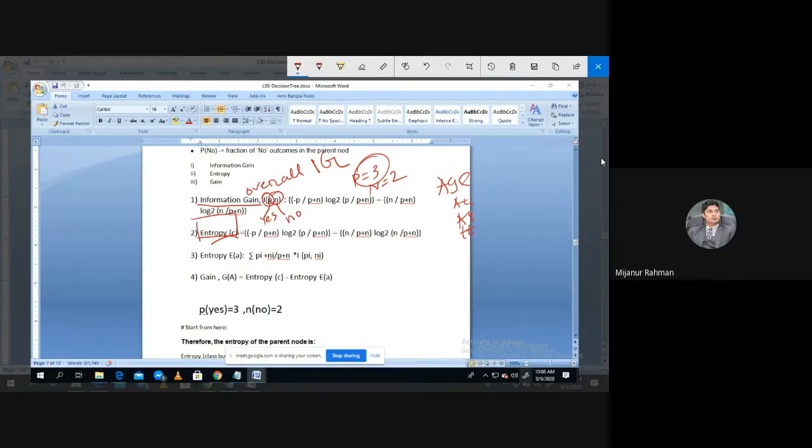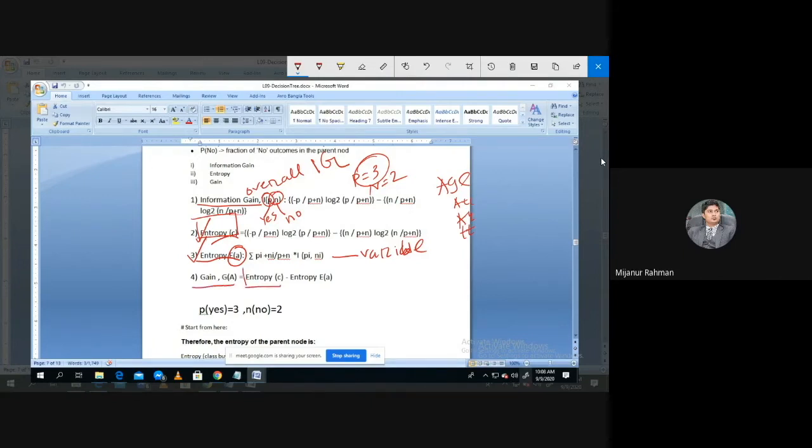Now the entropy of A. Entropy of A means the variable. In this variable there are many attributes. If you sum all the attributes, you can get the entropy for the variable A. So this is the attribute level, and this is the variable level, and finally you can find out the gain.